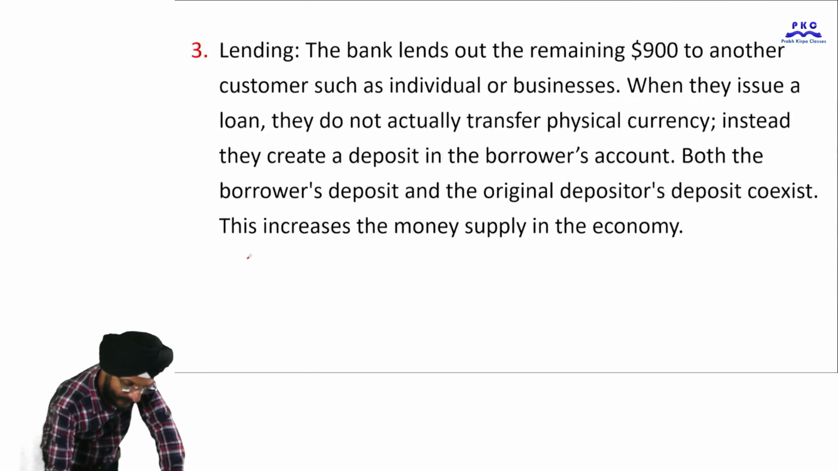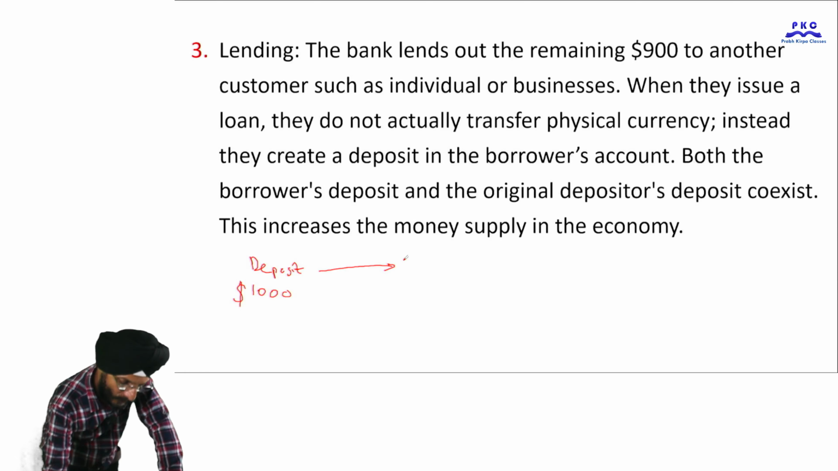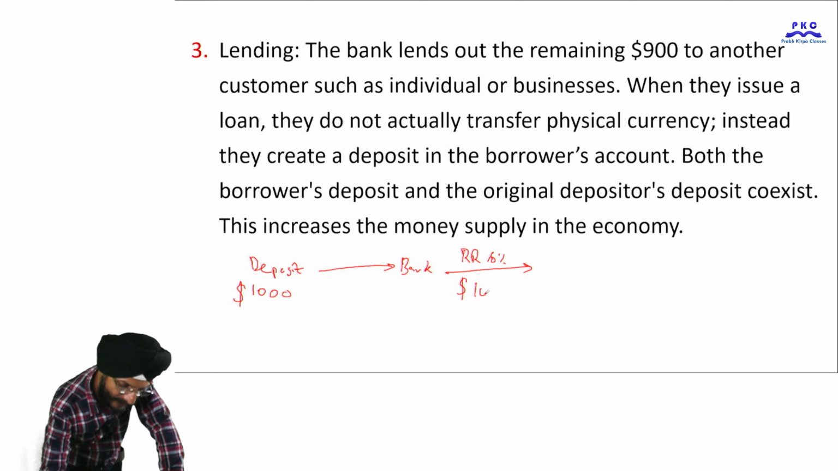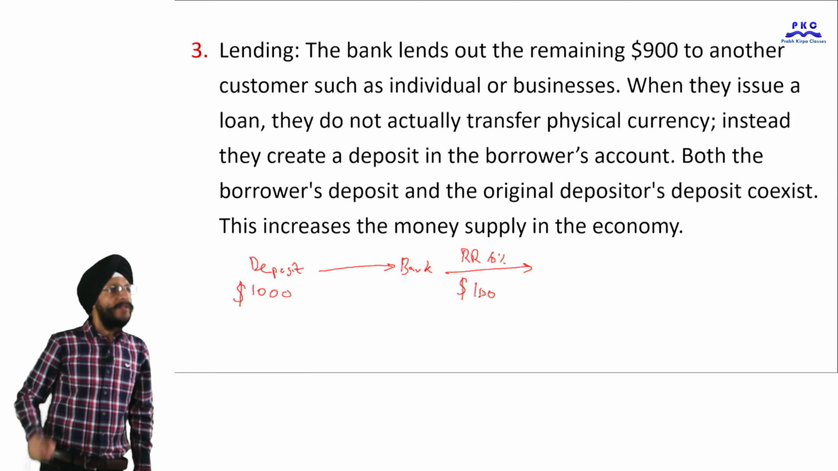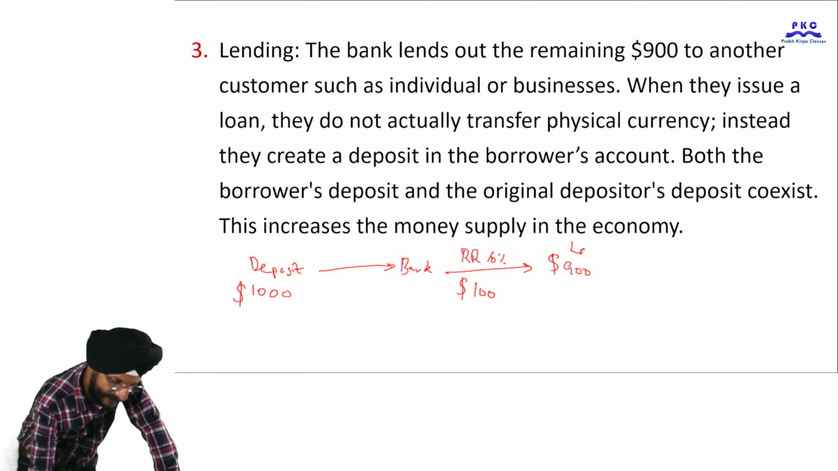Now, what is the position? This is the deposit of $1,000. Now, the banks have to keep a reserve ratio of, say, 10%. That is, they will have to keep aside $100 as reserves. Now the banks are in a position to lend out the balance, that is $900, as a loan to another customer, say customer B.